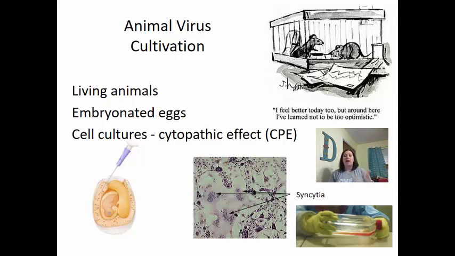We also can inject them into embryonated eggs, meaning that the eggs have started that development process. So there's several layers of tissue. This will let us know where the viruses prefer to replicate, what types of cells.